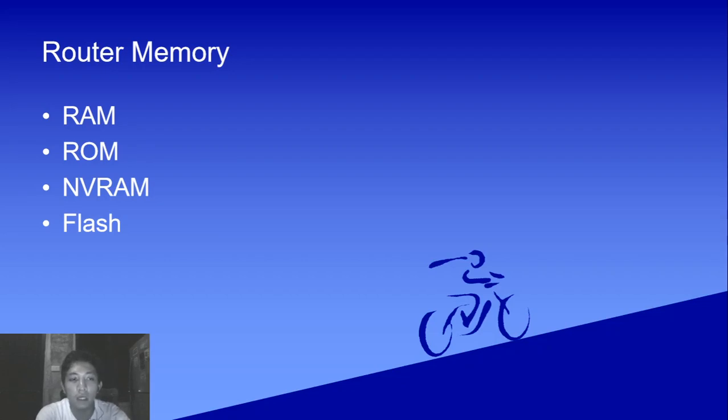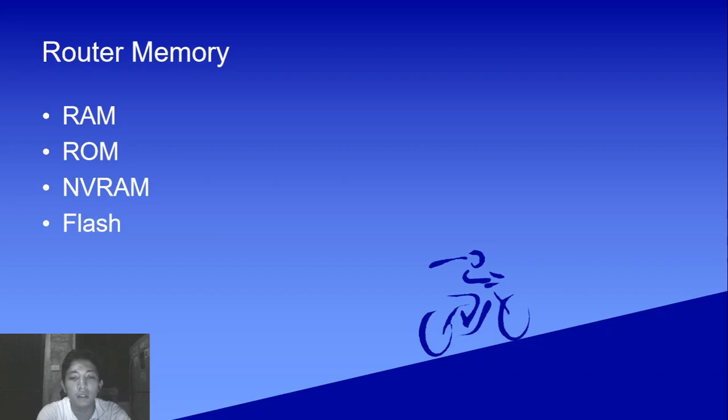Specifically, a Cisco router uses four types of memory: RAM, ROM, NVRAM, and flash. First, the RAM. This is a volatile memory used in a Cisco router to store applications, processes, and data needed to be executed by the CPU. Cisco routers use a fast type of RAM, or random access memory, called synchronous dynamic random access memory, or SDRAM.